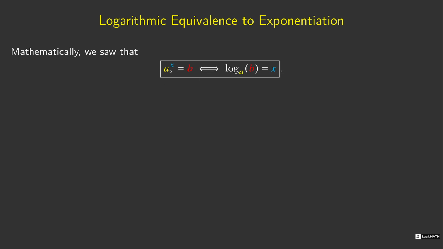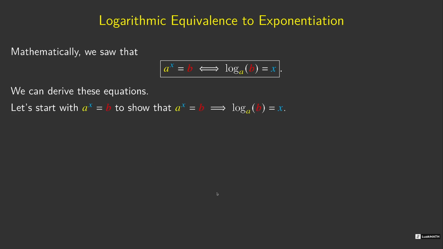So I claim that a to the x equals b if and only if log of b to base a equals x. I claim that we can derive these equations. Now, if we start with the equation on the left-hand side, a to the x equals b, we can show that it implies that log of b to base a equals x. This is just doing it algebraically, and that's what I will do here.